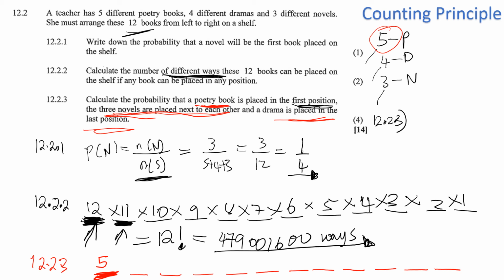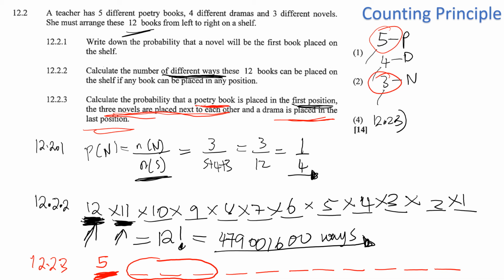Okay, so they say 3 novel books are placed next to each other. It means in the other 3 spaces you have 3 novel books next to each other. So we circle it to show it's like one thing, right? How many ways can they be arranged? There are 3, right?